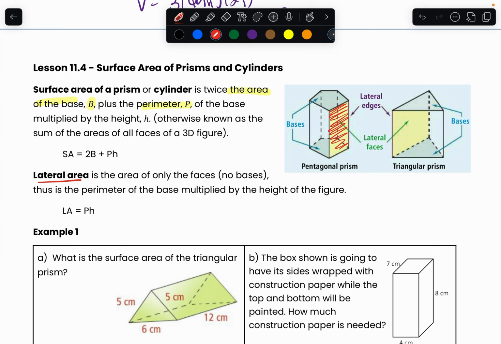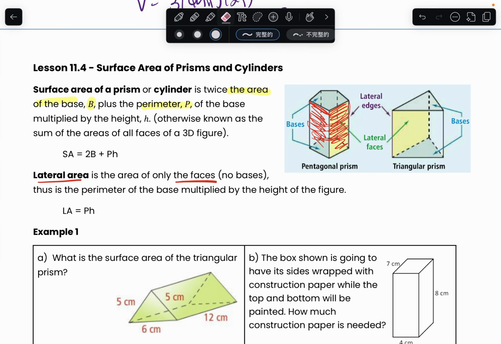Now, faces are the sides that are not my bases. So if I look at the shape right here, my lateral area will be all the surface area of all the sides of my prism. That's not the bases. That's the lateral area. It includes only the faces, not the bases.